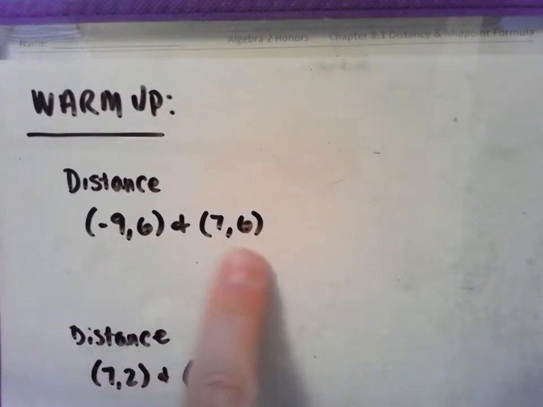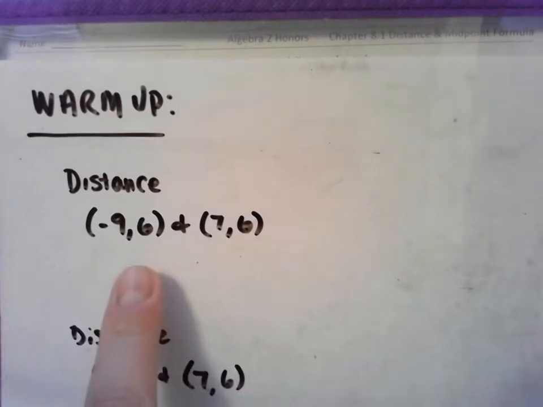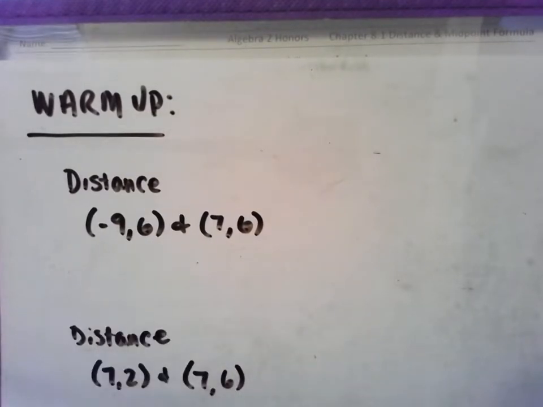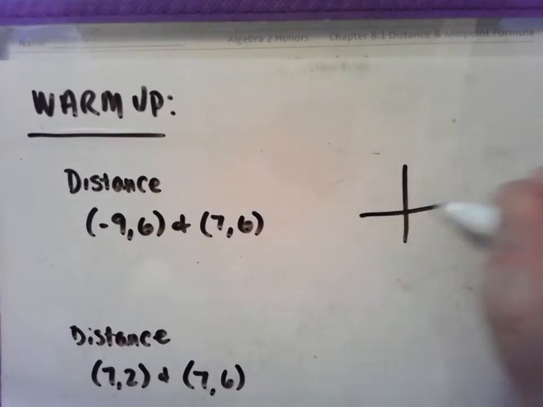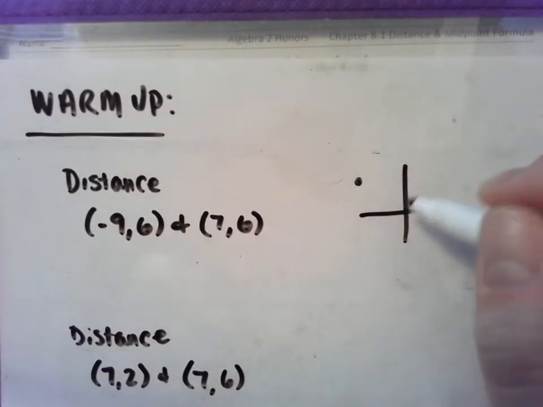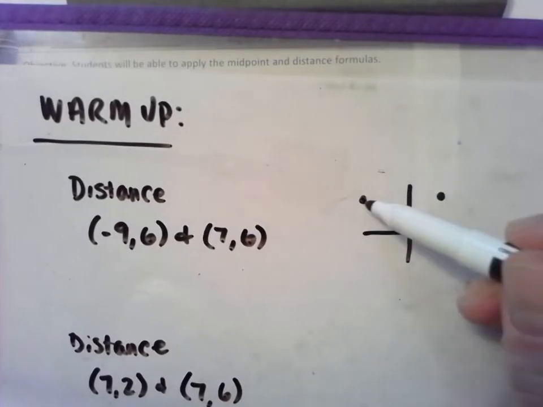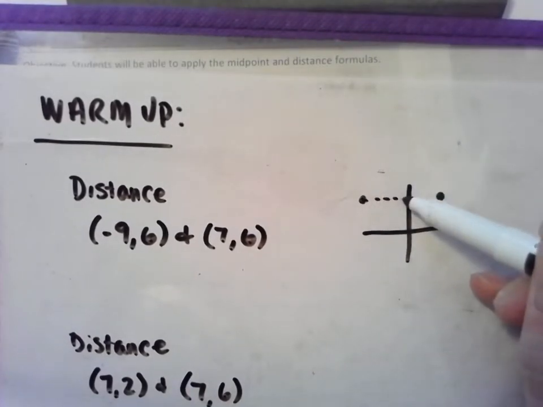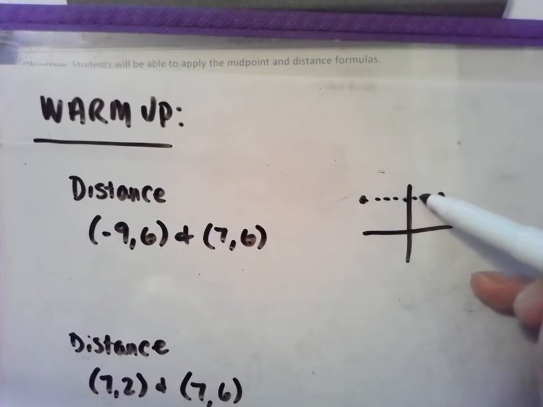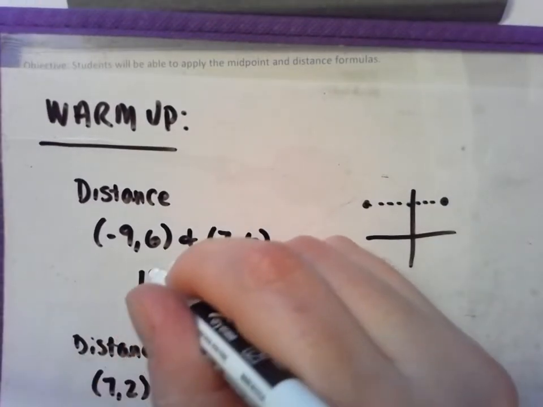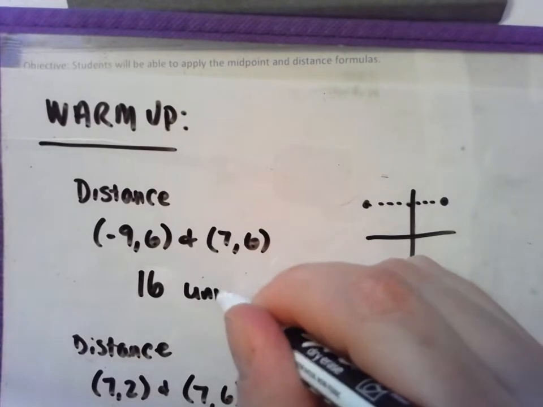If I have 2 points that share the same y-coordinate, negative 9, 6 and 7, 6, then what do we know? We know that these 2 points are on the same horizontal line. If I sketched a picture, negative 9, 6 would be somewhere in the second quadrant, and positive 7, 6 would be somewhere in the first quadrant. Then I would merely count 9 boxes till I get to the y-axis and 7 more boxes, and horizontally, these are 16 units apart.